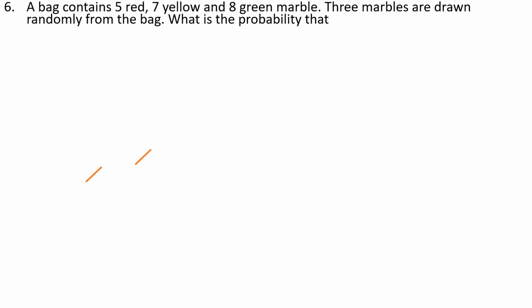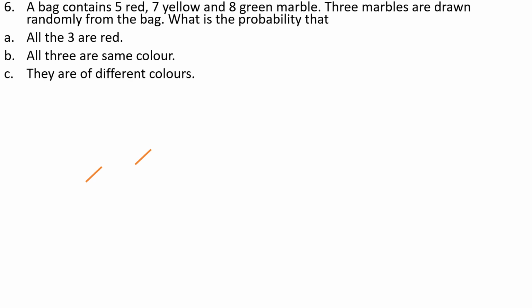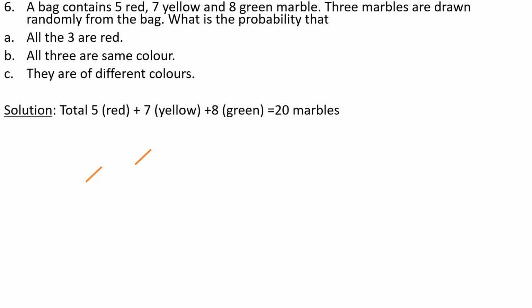A bag contains 5 red, 7 yellow and 8 green marbles. 3 marbles are drawn from the bag. What is the probability that all 3 are red, all 3 are of the same color, or they are of different colors? Now the total number of balls, we have 5 plus 7 plus 8, that is 20 marbles. We have to select only 3 at a time. So the total number of outcomes is 20C3.